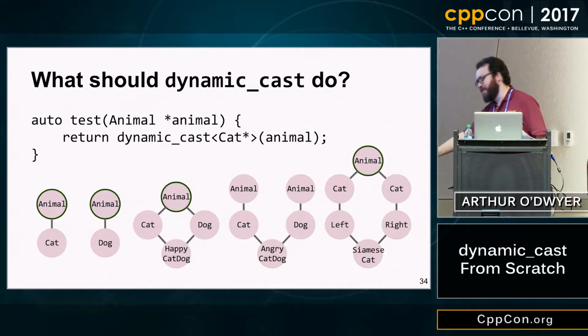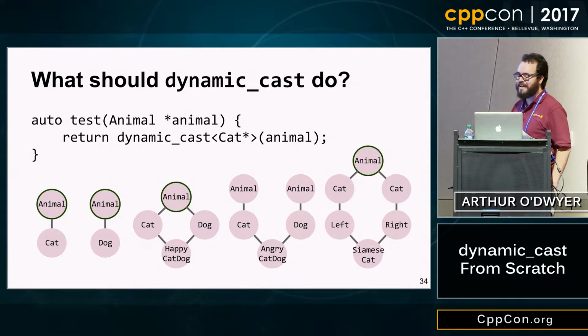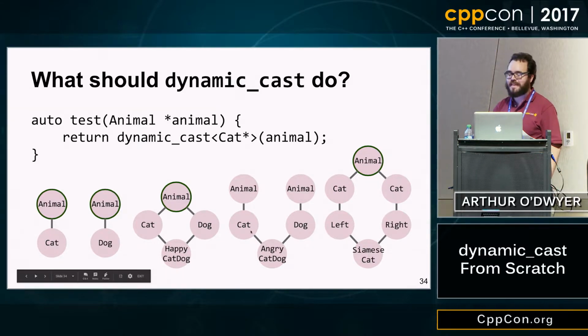I'm pointing to this animal and saying, give me this cat, and the animal I'm pointing to is not a subobject of a cat, and in fact, the most derived object is not even an animal. I'm pointing to the animal, but it's not an animal. And I'm saying, give me this cat. And it says, okay, and it gives me this cat.